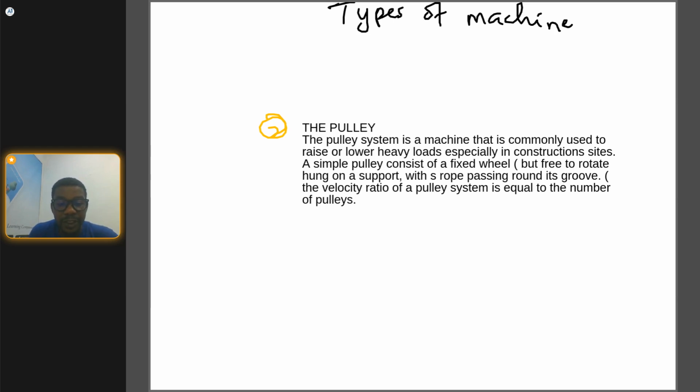The pulley system is a machine that is commonly used to raise or lower heavy loads, especially in construction sites. If you are very conversant with construction sites, they actually use what we call the pulley system. Now let me show you the diagram of what it looks like.